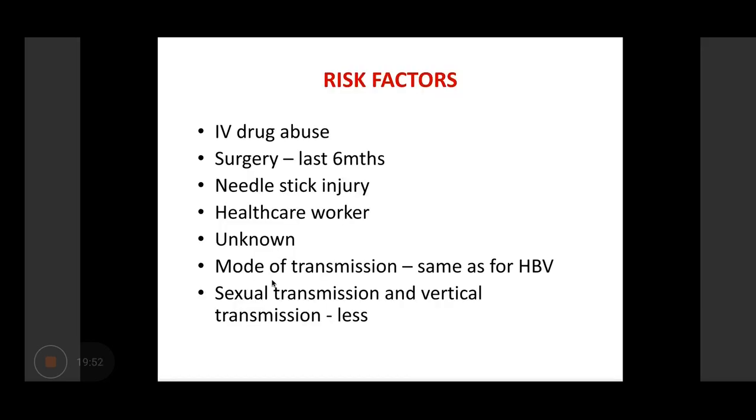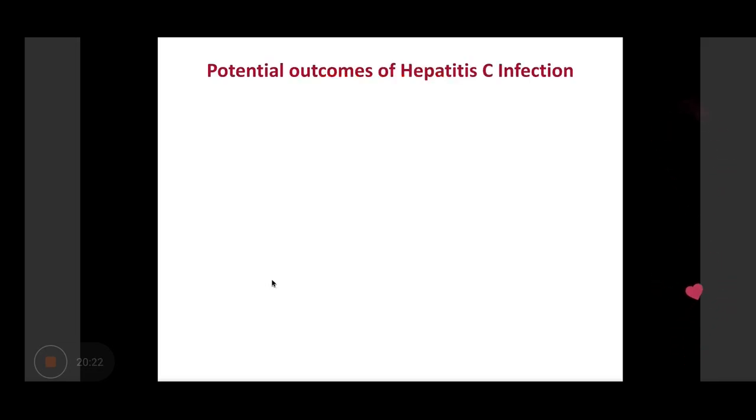Risk factors again are the same as for hepatitis B: IV drug abuse, surgery, needle stick injury, healthcare workers. Mode of transmission is the same as HBV. Vertical transmission is a little less. And then there are some people who have none of these risk factors, have had no history of any, there's no vertical transmission, sexual transmission is unlikely, but still they have HCV and one cannot know what was the risk factor in such a person.